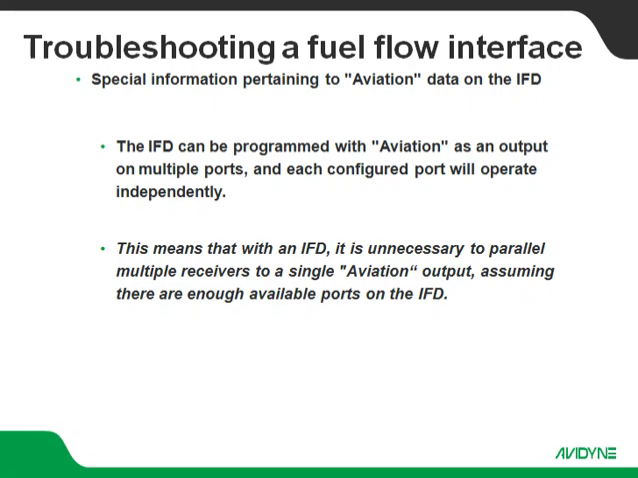Just a reminder that your aviation data output from the IFD can be paralleled if you have other stuff in the aircraft that needs that aviation data, but it doesn't have to be. It's a cool feature with the IFDs. You can set multiple aviation outputs, assuming you have enough RS-232s available to do so, and that aviation output will work fine on all of the ports it's configured on. So you can actually have independent aviation data going out to, say an ELT or something, as well as a fuel flow device out on 2 separate ports, and that should work just fine. Okay?